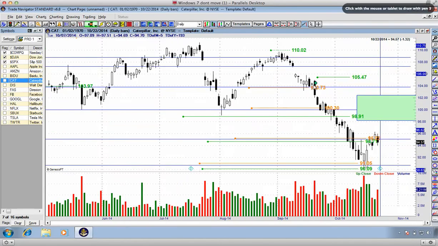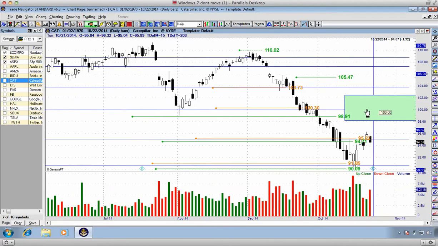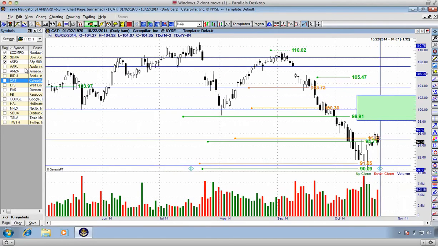Again, Caterpillar has already made a very, very decent move from those old sell short or put entries, which we started placing around 98, 91, and as high as about $100 a share once we saw the breakdown of that gap moving back into September 2014.